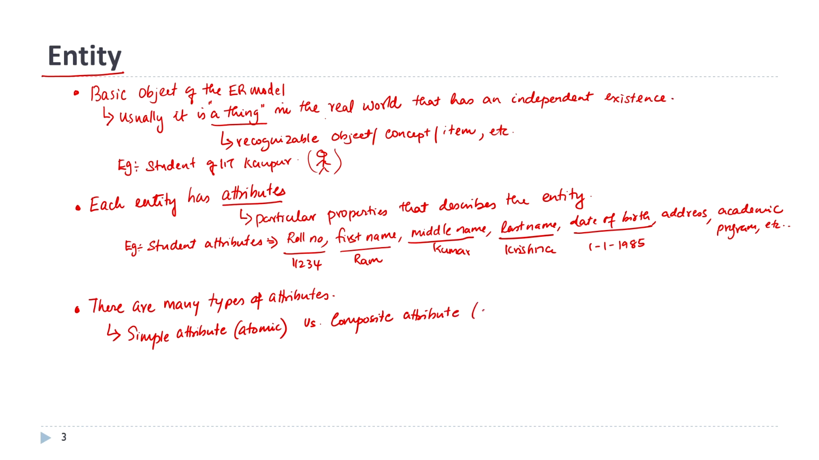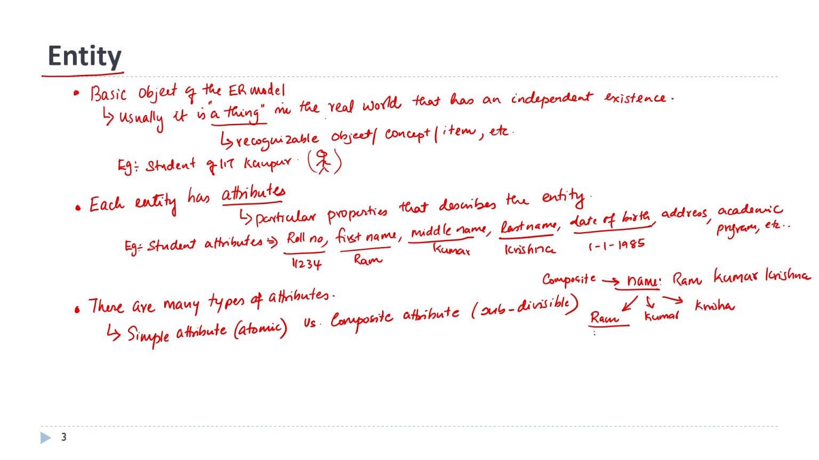Okay. This is also known as subdivisible. So, when you have a name, say the name is Ram Kumar Krishna, this is a composite, because you can subdivide this into Ram, Kumar and Krishna.